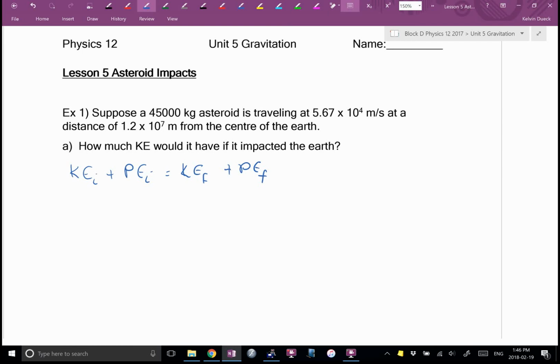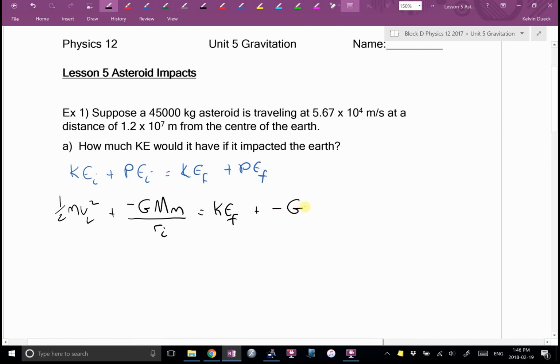Now, it wants me to get the final kinetic energy by itself. I think I'm just going to minus that to there. But before I do that, let's plug in our equations. Initial is going to be one half m v initial squared plus negative big G, big M, little m over r initial equals, I'm not going to write one half m v squared, because it doesn't want me to find v, it wants me to find the kinetic energy. So I'll just leave it as the kinetic energy.